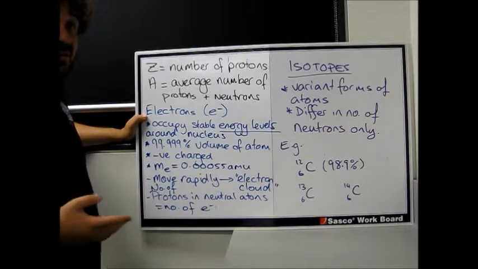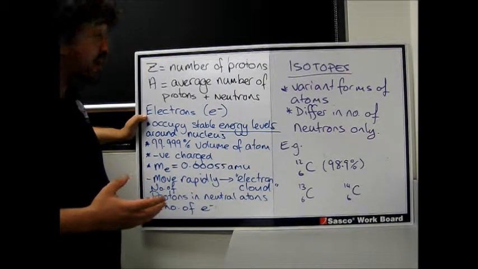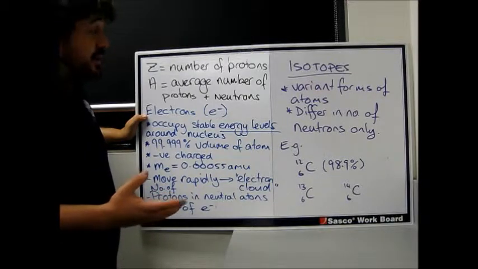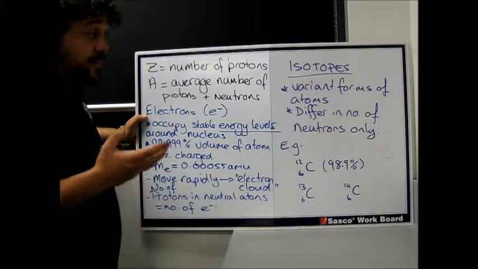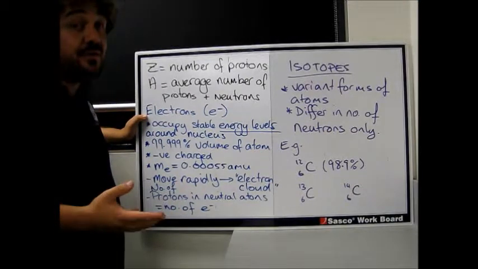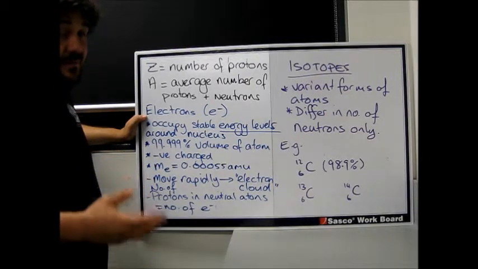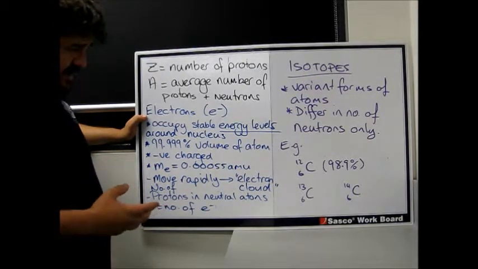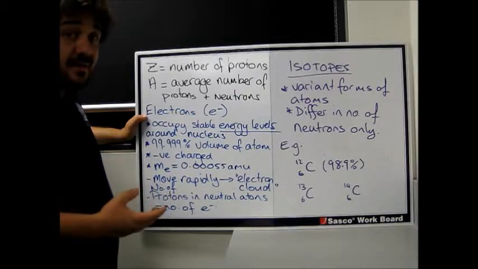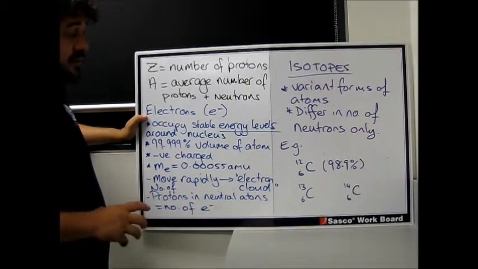Isotopes. Many atoms have these, and an isotope is a variant form of the atom, which means a different version of it. But they only differ in the number of neutrons. If they differ in anything else, it becomes a different atom. It's the number of protons, and consequently electrons, that define the type of atom that it is.